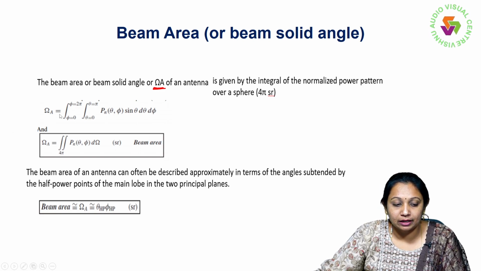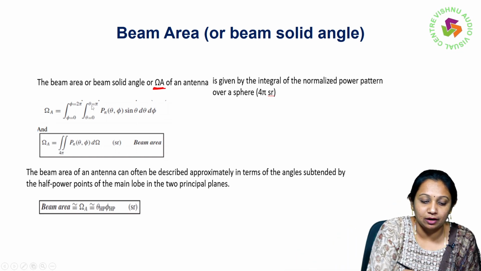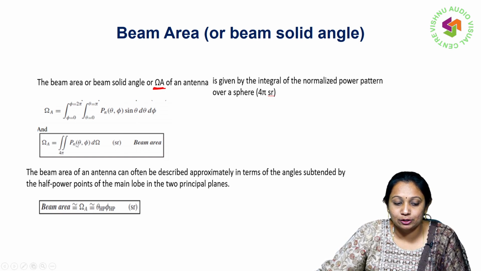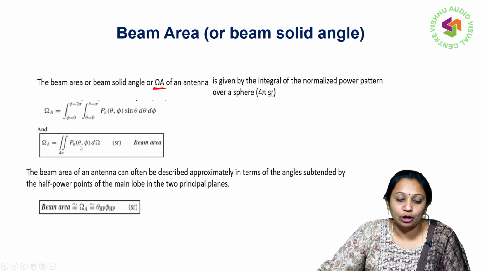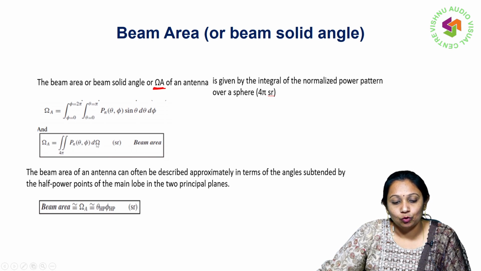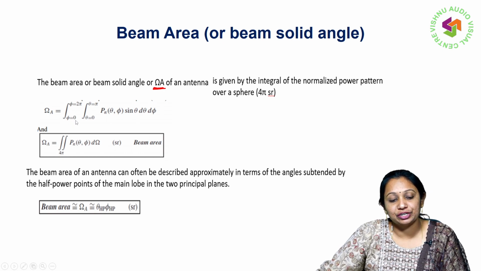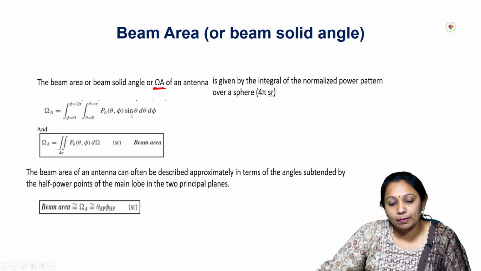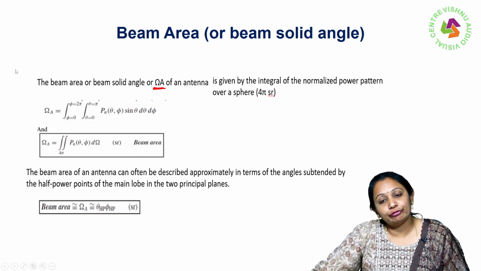So this can be written as Omega A equals the integral of the normalized power pattern. Why the integral? Because it is over a sphere, for that reason we have written a surface integral over 4 pi of the normalized power pattern Pn of theta, phi, d omega. Here we have two directions, theta and phi. So phi goes from 0 to 2 pi and theta goes from 0 to pi, and the integrand is Pn of theta, phi, sine theta, d theta d phi. This is one definition of beam area.